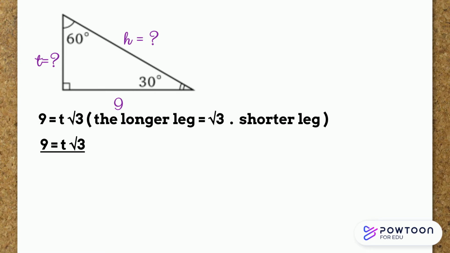Next, we divide both sides of the equation by square root of 3 so that we can solve for the value of t. So 9 divided by square root of 3 is equal to t times square root of 3 divided by square root of 3. Then, we cancel square root of 3 from t times square root of 3, since t times square root of 3, when divided by square root of 3, is equal to t. So we have t is equal to 9 divided by square root of 3.